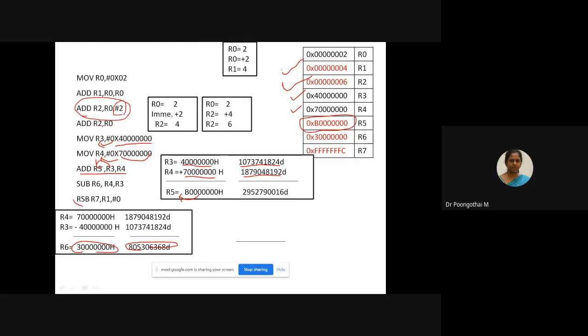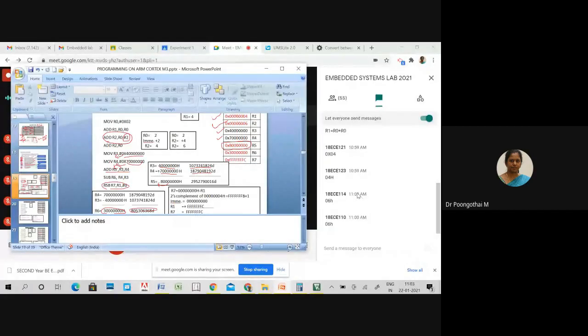So next instruction is the reverse subtraction. So what is the operation of reverse subtraction? Please tell me. So what is the functionality of reverse subtraction? So the given instruction is RSB R7, R1, #0. So what operation to be carried out here? Students, please interact. So already you have completed 32-bit addition, subtraction, multiplication, division. And also I have explained this reverse subtraction in the previous class.